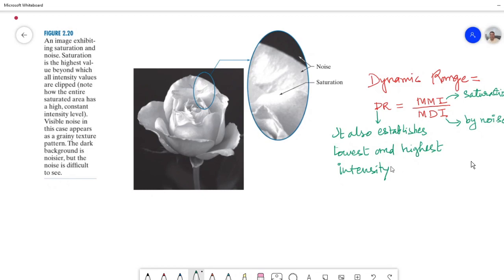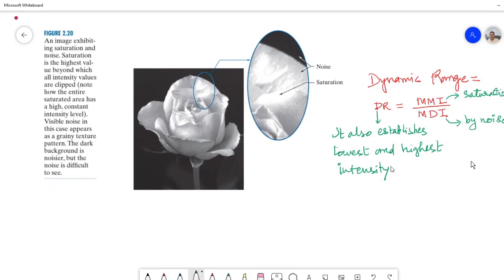Okay, so what I mean is, if you are getting at some particular area a value greater than the saturation, then that area will become constant. Constant means at what value? 256. For this example only, it will become 255. So this represents the saturation. Again I am going to define saturation: it is the highest value beyond which all intensity values are clipped.